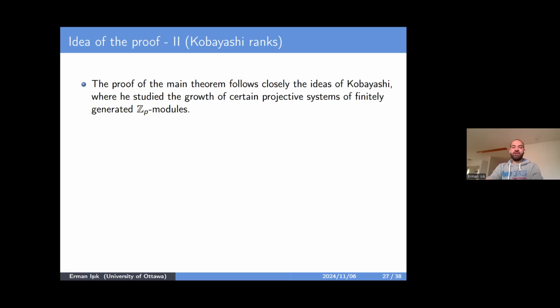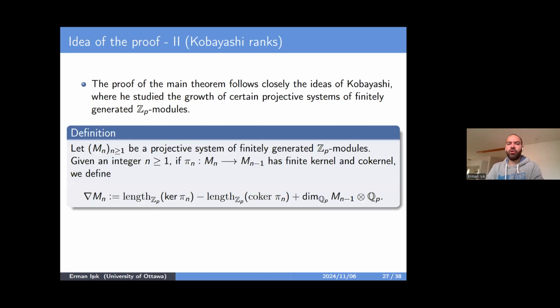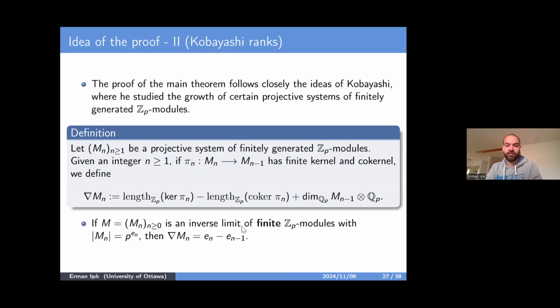And we follow the ideas of Kobayashi. Basically, what he did is to study the growth of certain projective systems, which are now called Kobayashi ranks. So if we have a projective system of finite Z_p modules with finite kernel and cokernels, we define the Kobayashi rank as follows. This messy formula boils down to the following: if we are focusing on the finite Z_p module, actually the Kobayashi rank is the difference of these sizes.